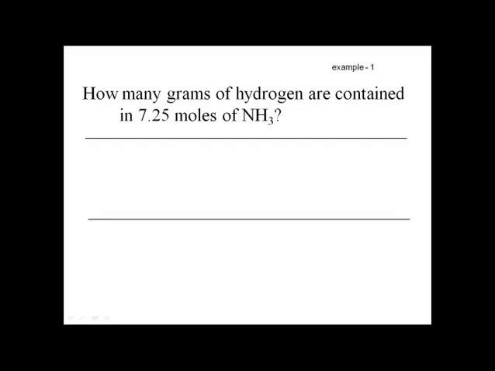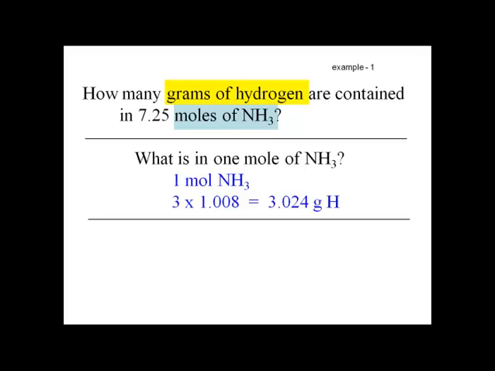Our first example asks how many grams of hydrogen are contained in 7.25 moles of ammonia, NH3. In reading the problem, we see that it is asking us to convert from moles of compound to grams of hydrogen. We use our chemistry knowledge to ask what is in 1 mole of compound. Of course, there is 1 mole of ammonia in a mole of ammonia. The 3 in the chemical formula tells us there are 3 moles of hydrogen, or 3 times the molar mass of hydrogen. 3.024 grams of hydrogen in 1 mole of ammonia.